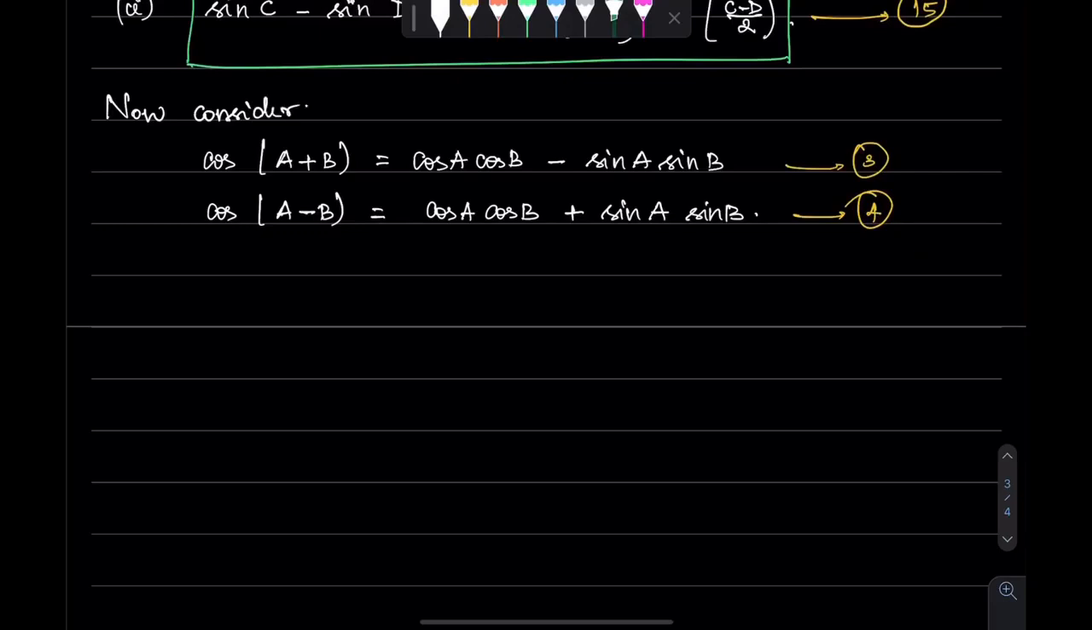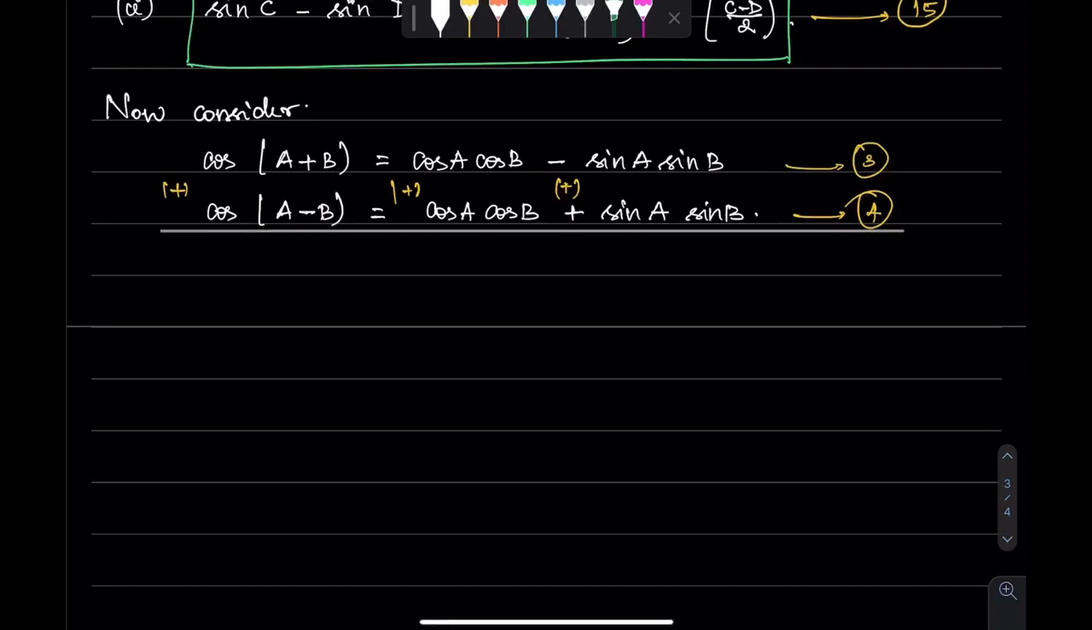I'm going to add. What do I get if I add? Tell me. I think you guys have predicted already. So can I directly write it? Can I say cos C plus cos D will be equal to, what happens? 2 cos, very good children, C plus D by 2 cos C minus D by 2, very good.